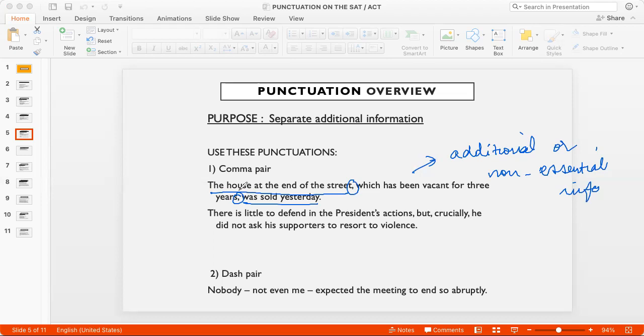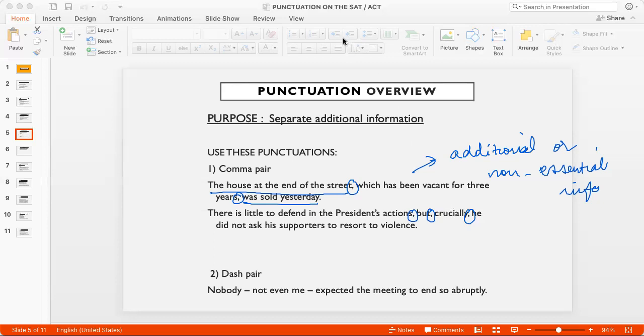Another example, there is little to defend in the president's actions, but crucially, he did not ask his supporters to resort to violence. Now, I see many commas here, right? I see a comma here, I see a comma here, and I see a comma here. So students sometimes get confused that when I see a pair of commas, does it always mean that the part between it is additional and can be removed? No, it would depend on the context.